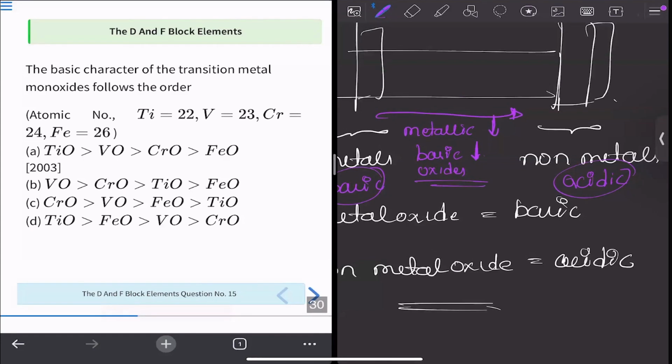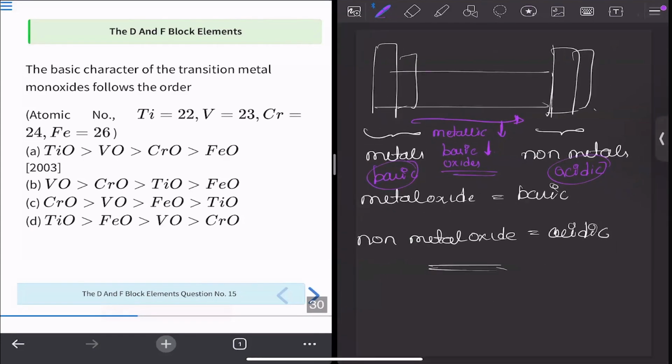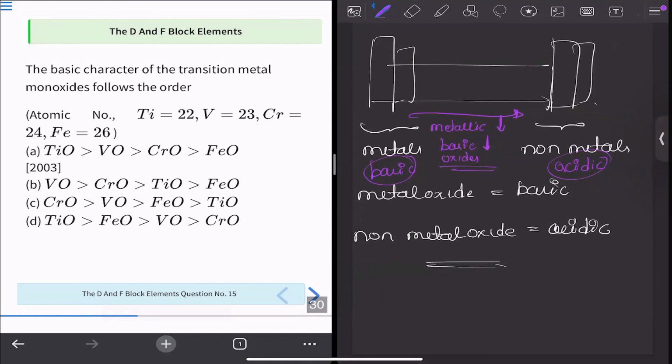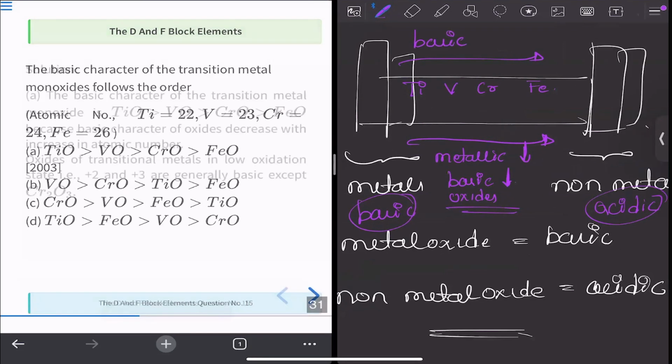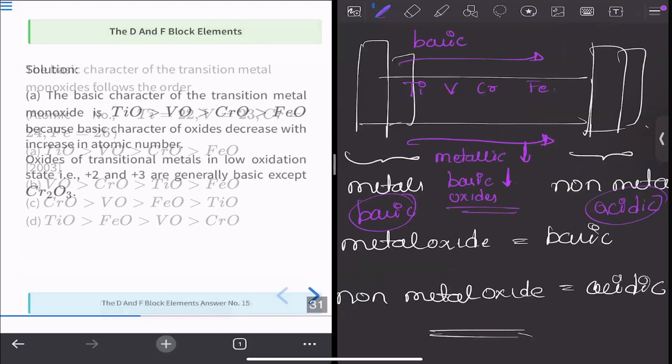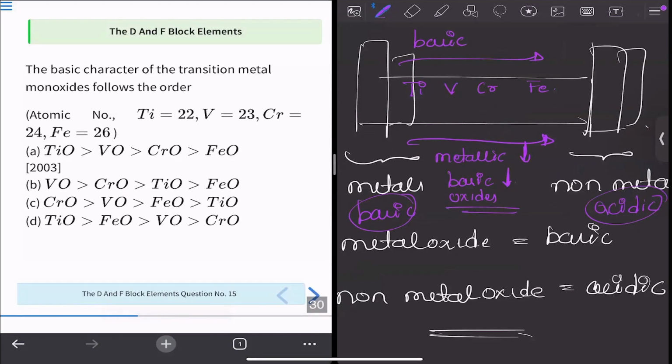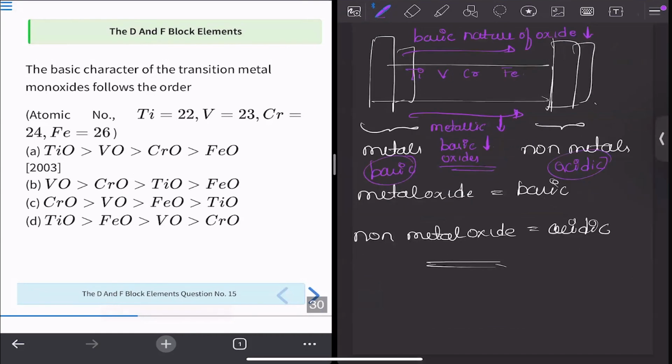So we need to see from here. We know that titanium comes first: titanium, vanadium, chromium, iron. Like this it comes. So as you move from here to here, the basic nature of oxides will obviously decrease. So titanium oxide is the most basic. After that vanadium oxide, after that chromium oxide, after that Fe. This is the order. Because we know that on the left side the metallic character is more, and on the right side the non-metallic character is more.